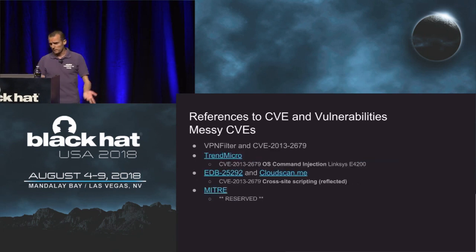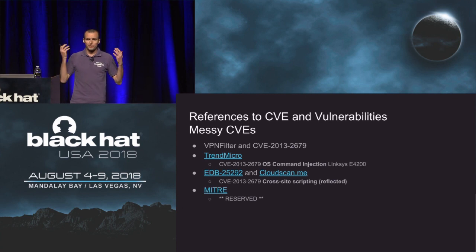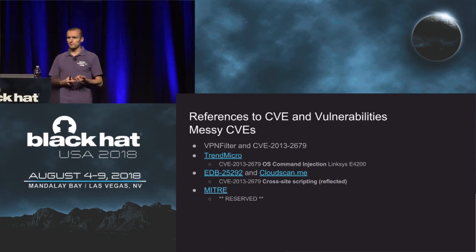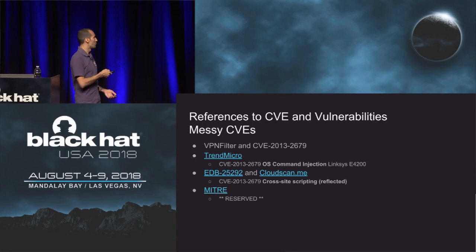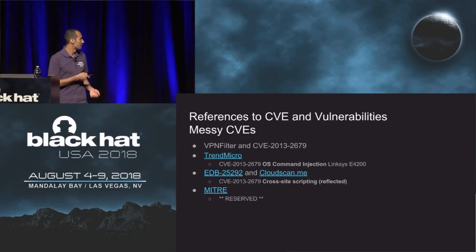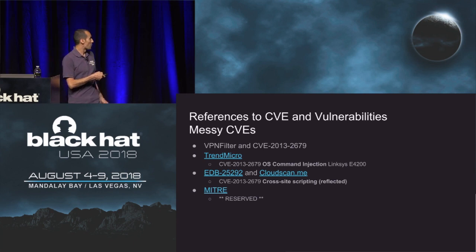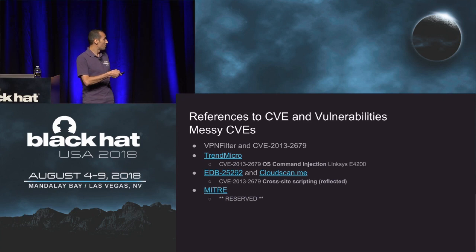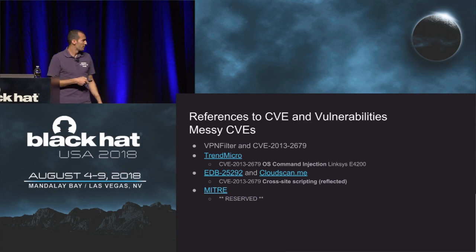Then another example is the messy CVE numbers, what I call messy, meaning that they relate to the same malware family or to the same CVE, but all the information is contradictory or utterly confusing. So VPNFilter, CVE number 2013-2679. Trend Micro, they do good analysis. They mention OS command injection for a Linksys device. If you go to the exploit DB or to the reporter of this vulnerability, the same vulnerability is stated as cross-site scripting reflected, so there is no relation to that.